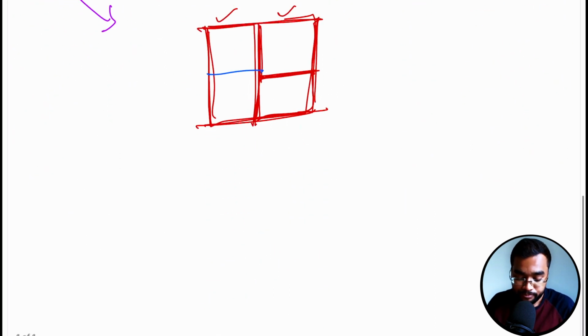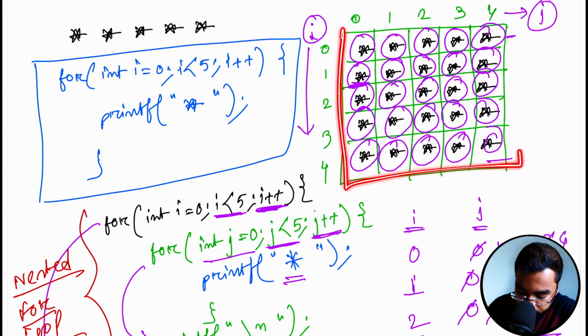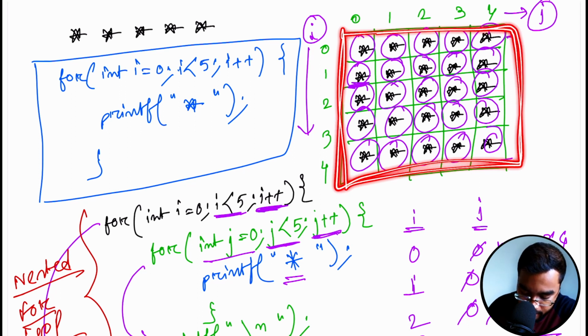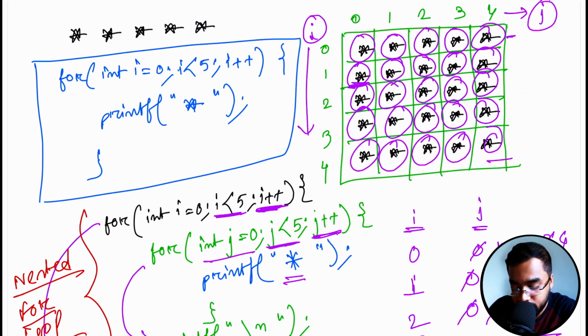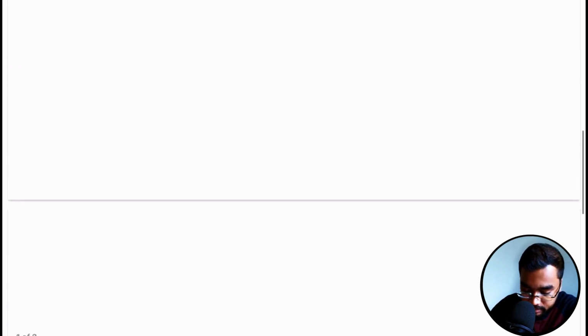So this is actually a star pattern, where we are printing out like a matrix. We will be doing nested for loop problems as well. But before that, we have to know some star patterns. So what kind of patterns are there?